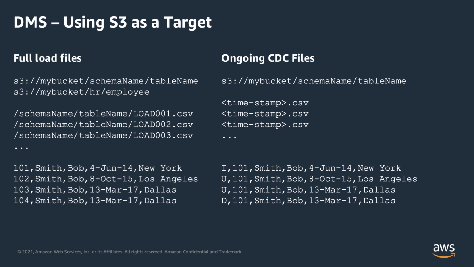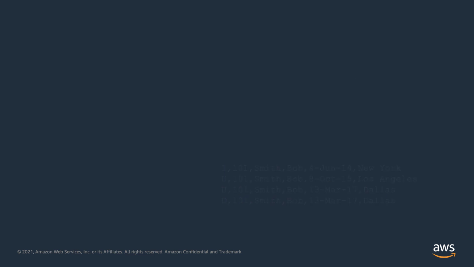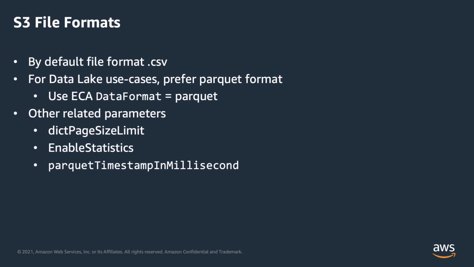Once full load is complete, DMS will start generating CDC files for the table, which has a similar schema with the addition of the type of operation performed. I is for insert, U for update, and D for delete. It's a common pattern to have one job running that performs the bulk plus CDC operation, and another that does a less frequent bulk dump each time as a way to create checkpoints and resynchronize the data if something goes wrong with downstream processing. Let's now talk about S3 file formats.